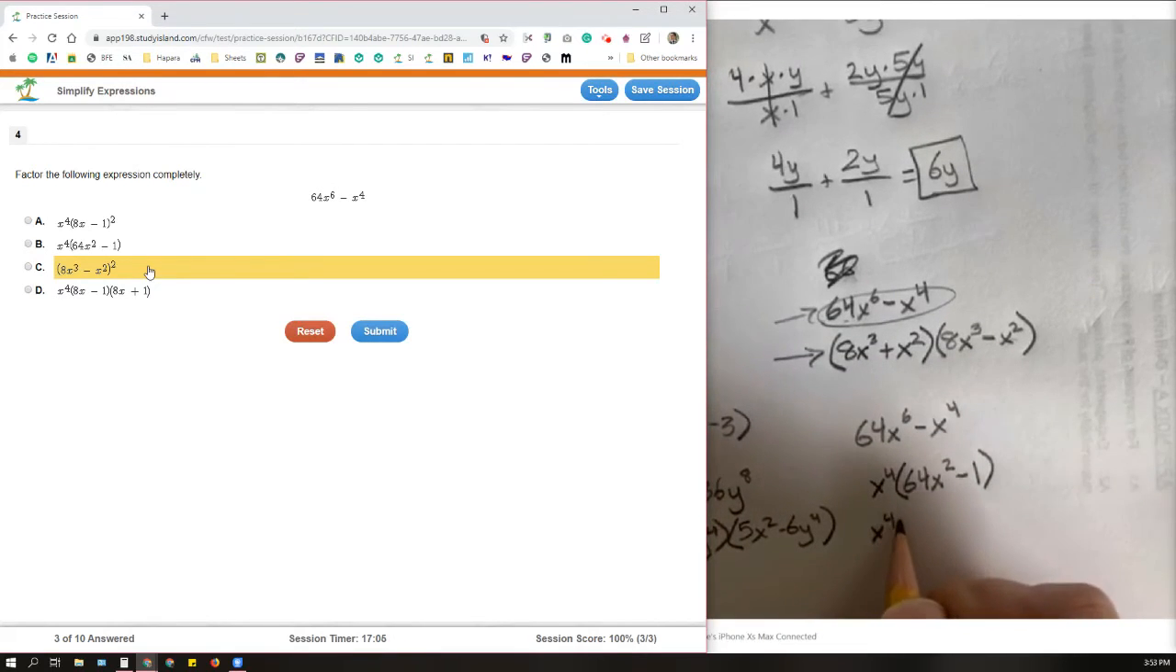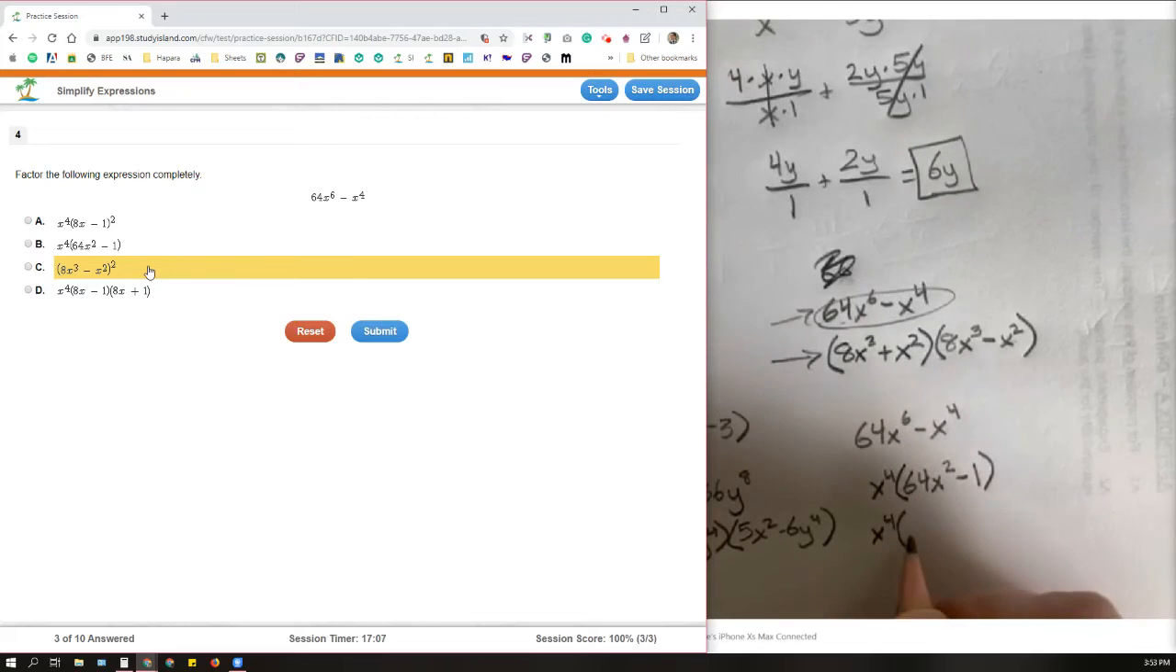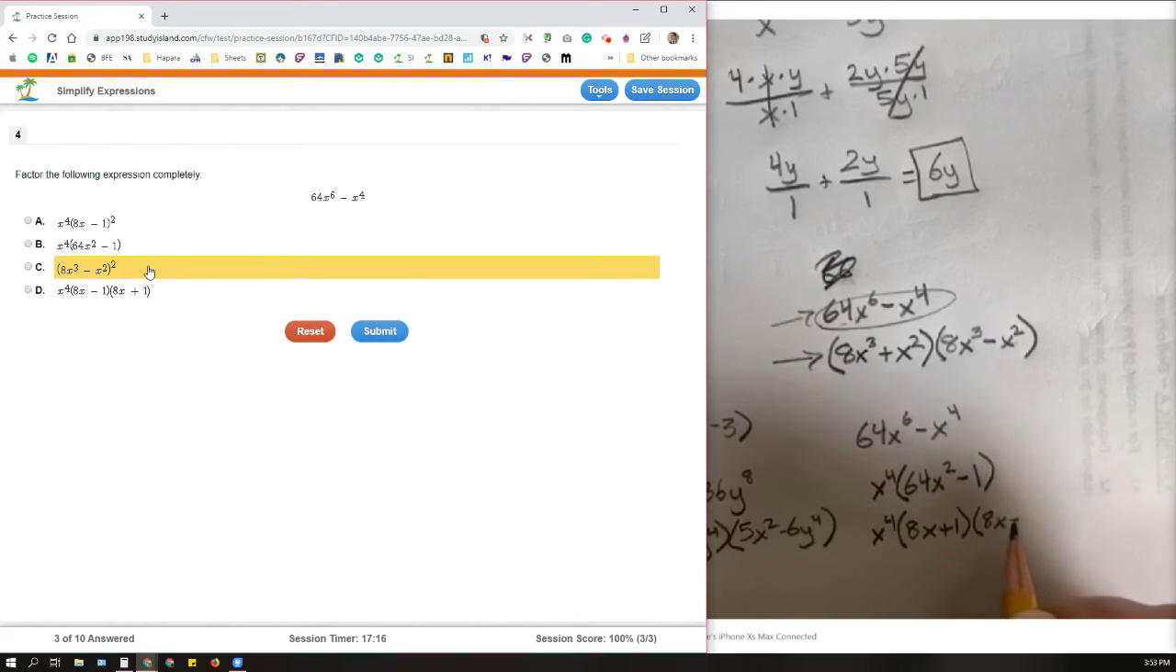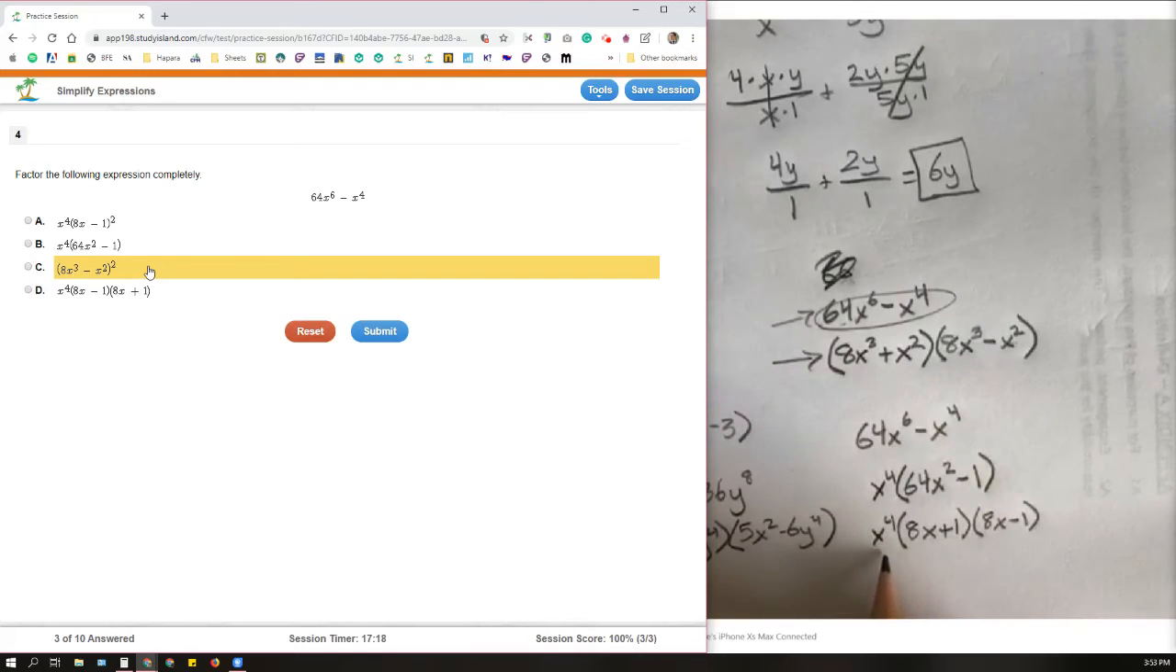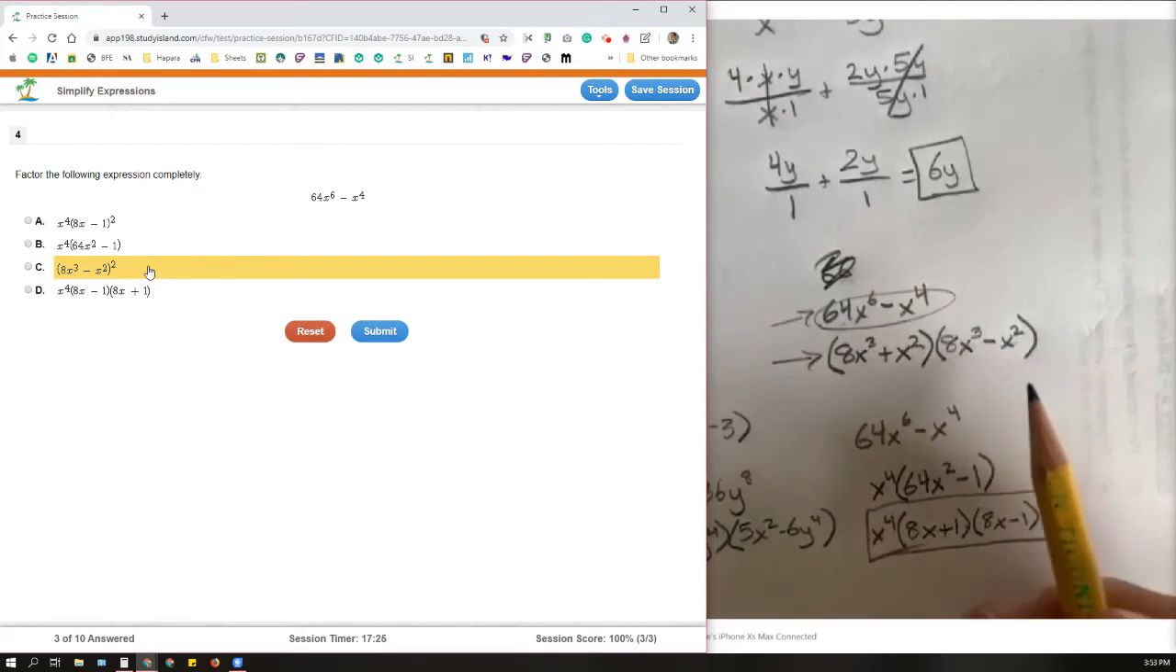X to the fourth, and then this becomes 8x, because 8x times 8x is 64x squared, and then plus 1 and 8x minus 1. So this is a much better version of this. Now I could get here from what I had up here. It's just a little bit trickier.